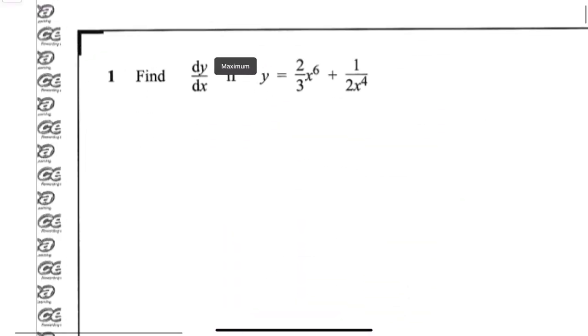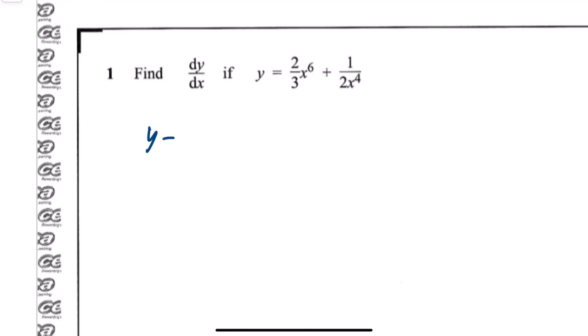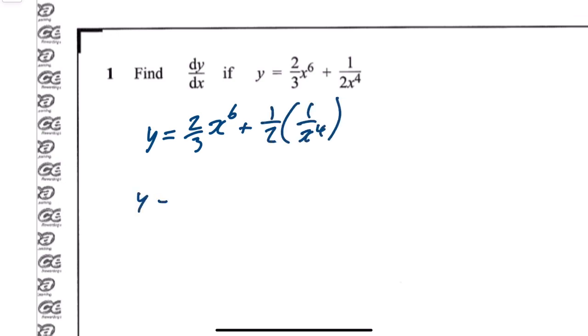Okay, question 1, it says find dy by dx if y is equal to this. So the first thing you must do is write your y in index form. It's 2 over 3 x to the power of 6, and then this is a half times 1 over x to the 4. So you could write that whole thing as 2 over 3 x to the 6 plus a half times x to the minus 4. You're now good to differentiate.